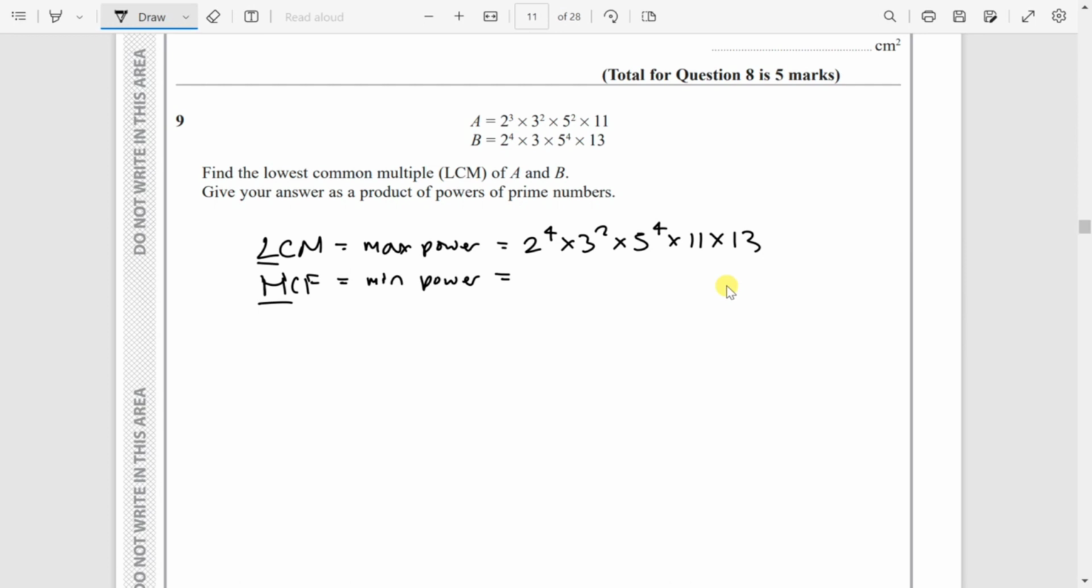If you have to do the HCF, just for the sake of argument, it'll be the minimum power, so it'll be 2 to the power 3. It'll just be 3 for the next one. It'll just be 5 to the 2. And because this one doesn't have an 11, doesn't have a 13, you just say 11 to the 0 and 13 to the 0, just to make it clear. Because that's the smaller one, yeah? And yeah, that's it. That's how you literally do it.